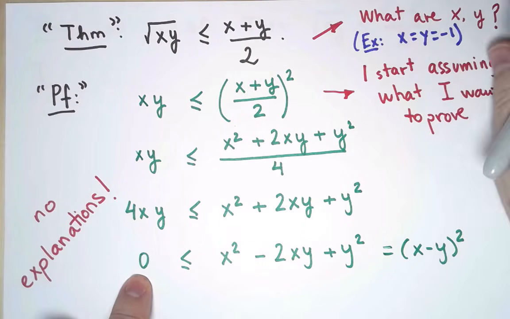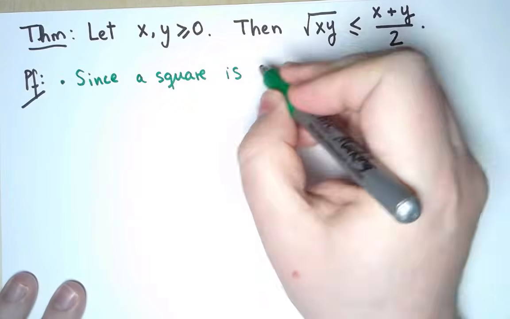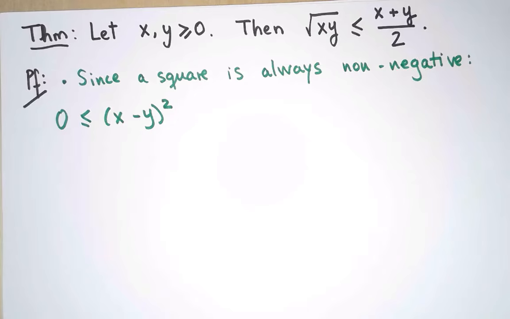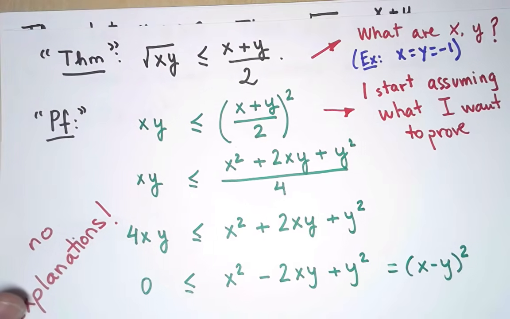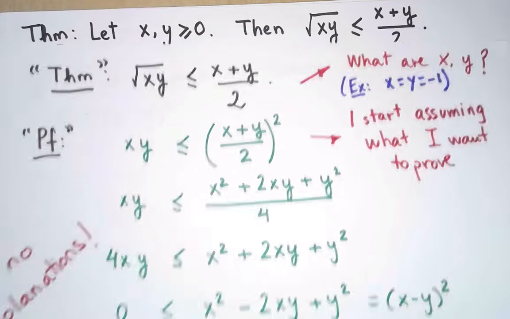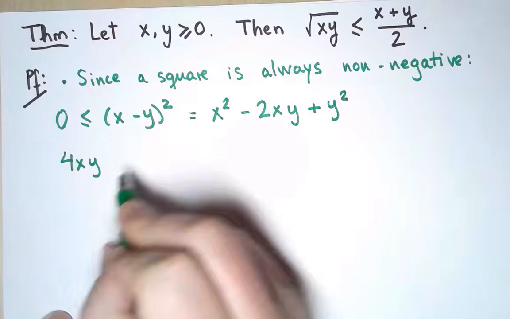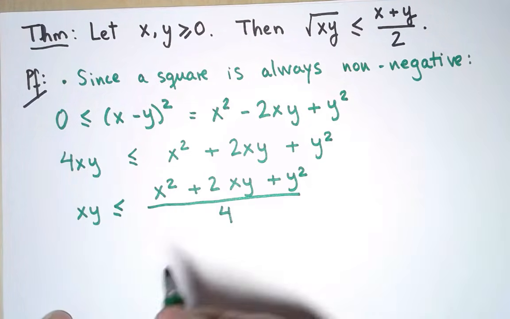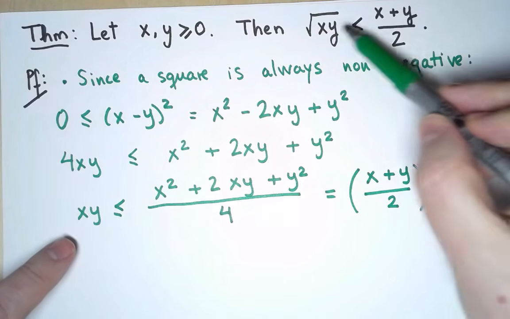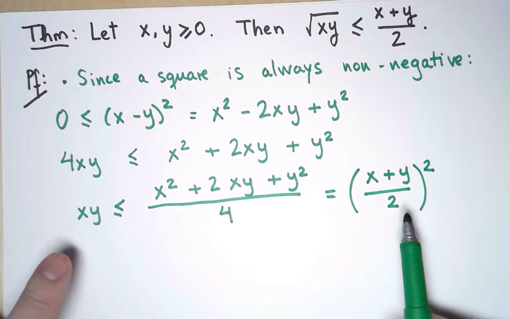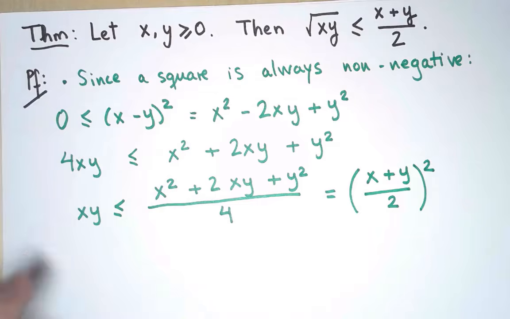So let's begin with this, and let's write some explanation of what I'm doing. Since a square is always non-negative, I have this. And then the first few steps, expanding, adding, dividing, and contracting, those are all algebraic manipulations that are reversible, so I will simply write those without any commentary. Next, I want to take the square root of both sides to hopefully end up here. In order to take the square root of both sides, I need both sides to be non-negative, which luckily is true.